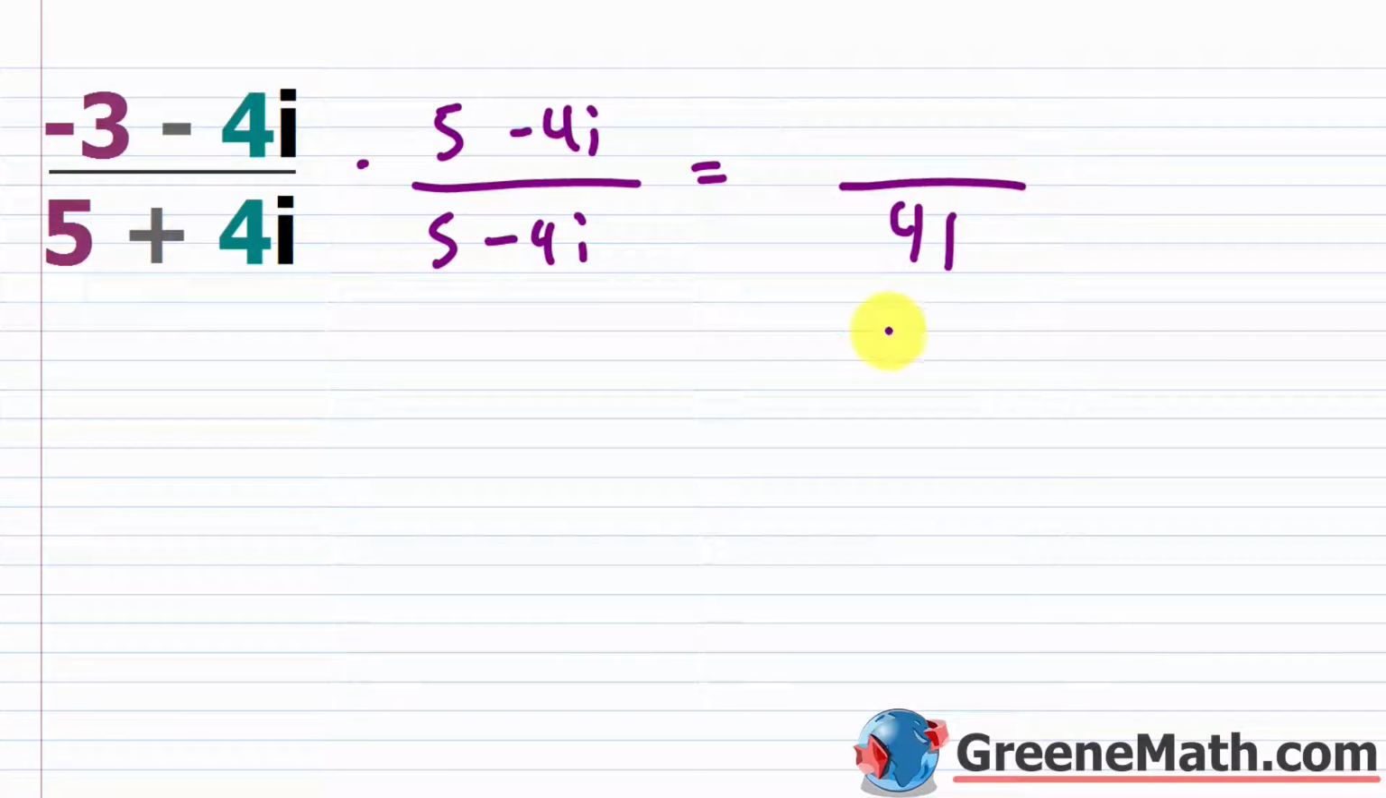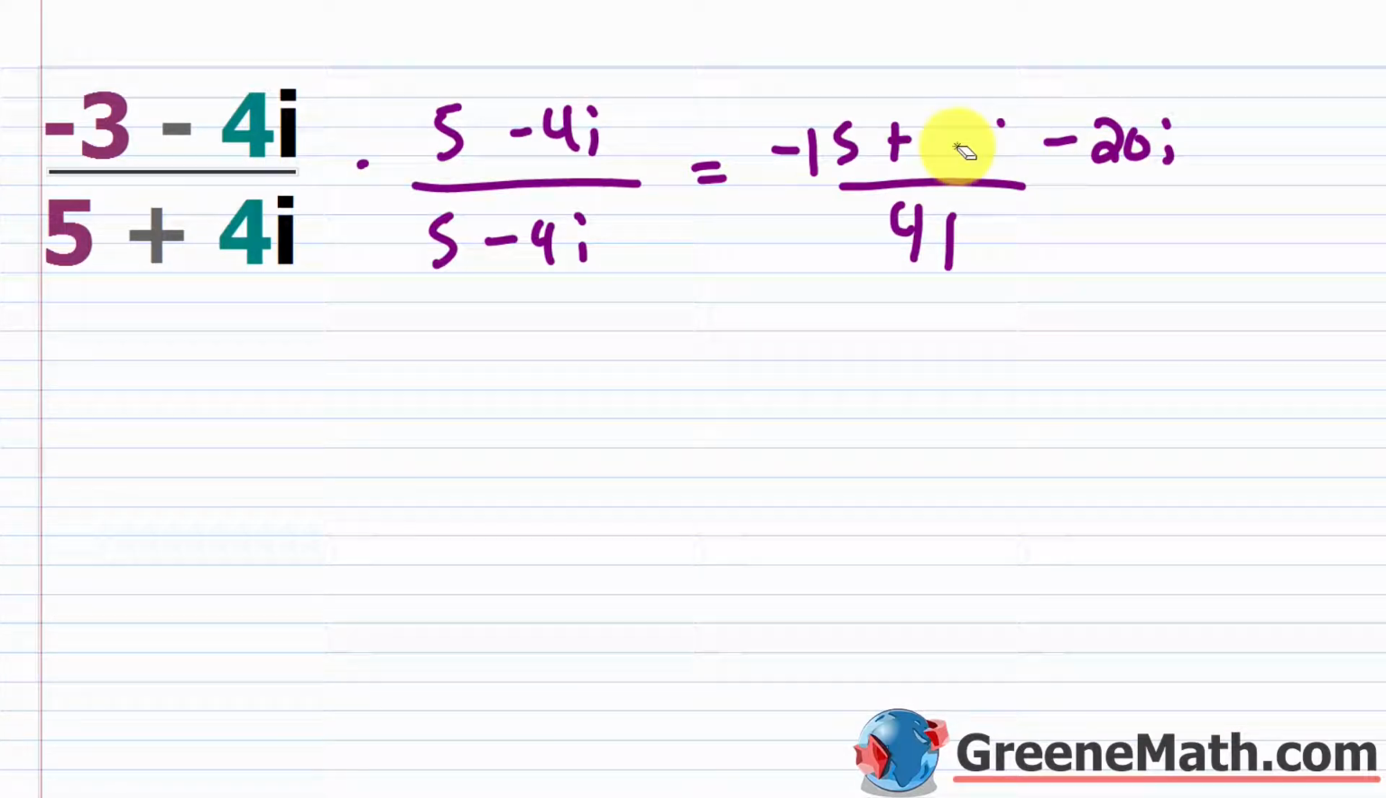So we're good there. In the numerator, you just do FOIL. Negative 3 times 5 is negative 15. The outside would be negative 3 times negative 4i, which would be plus 12i. The inside would be negative 4i times 5, which would be negative 20i. Let's combine like terms. This would be negative 8i, so I'll put minus 8i there.